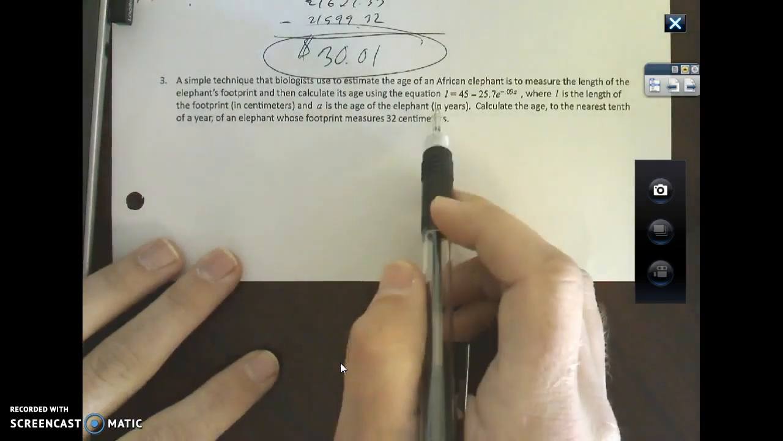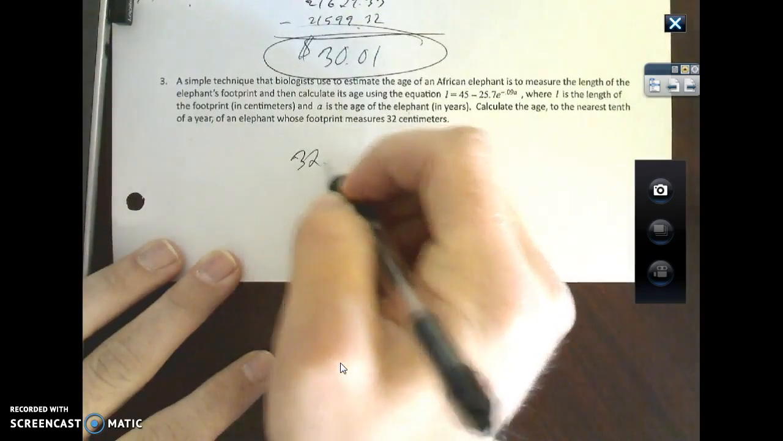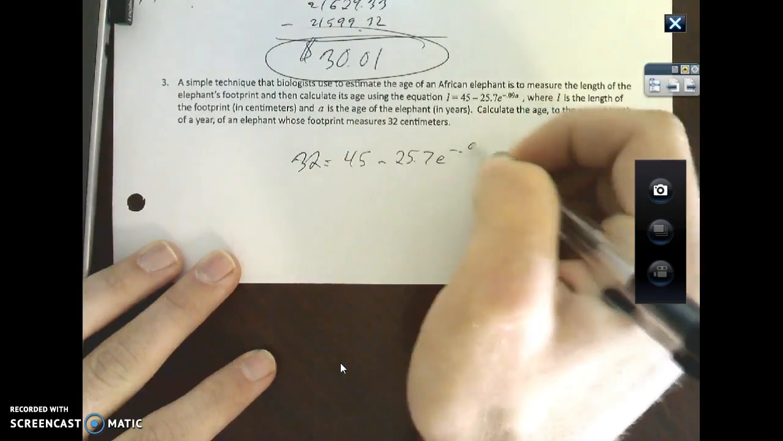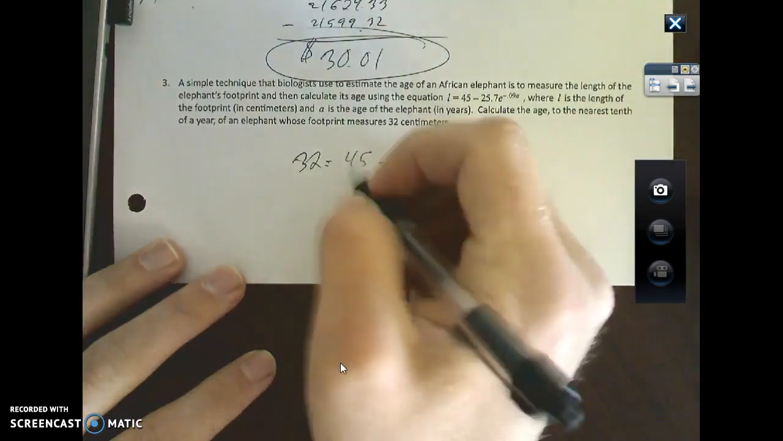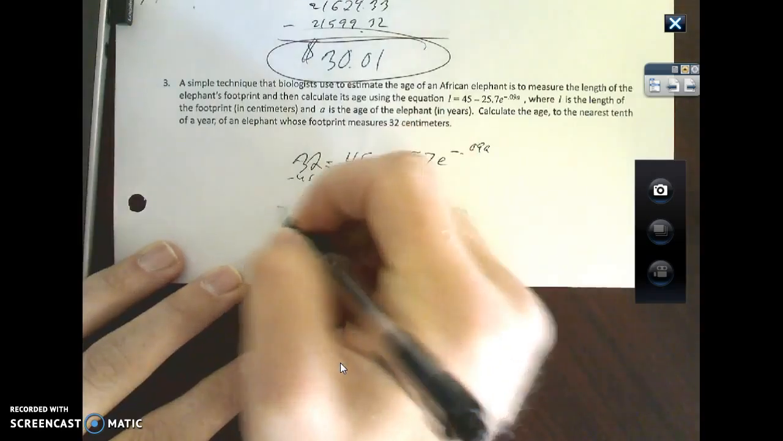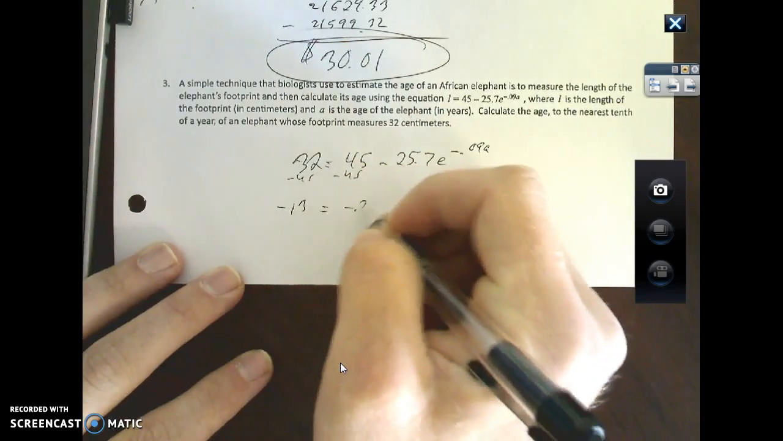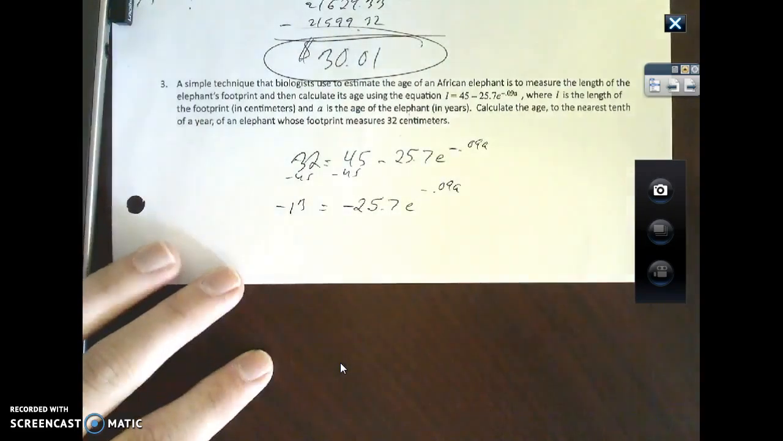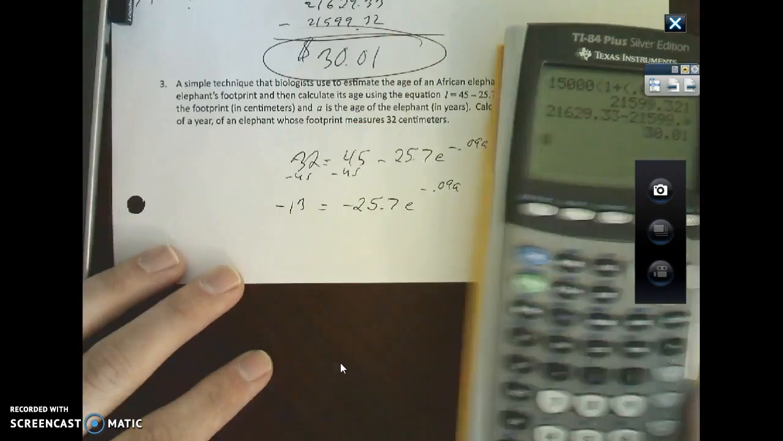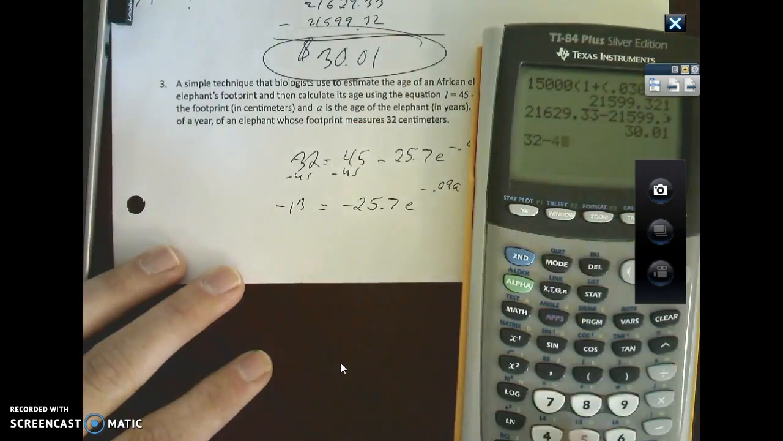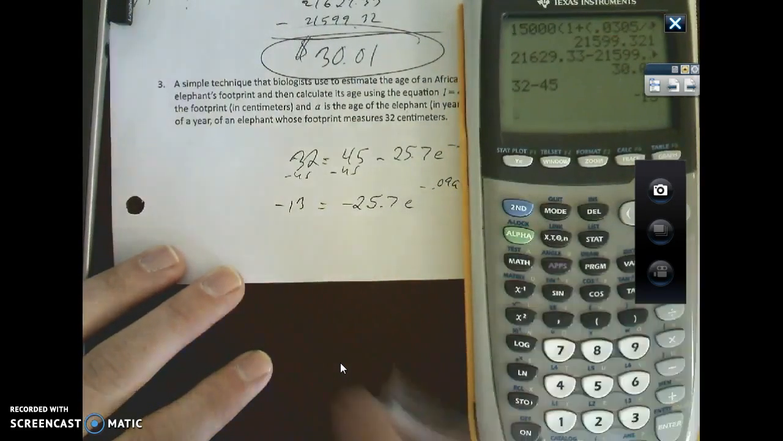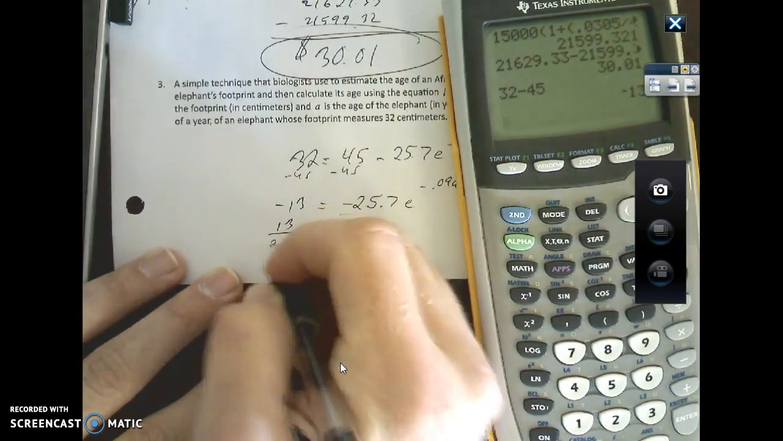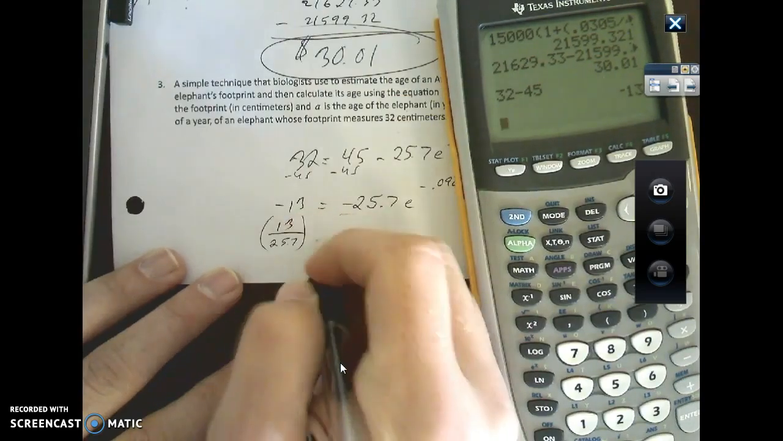I'm plugging this in for L. Okay, I can subtract 45 from both sides. Negative 13 equals negative 25.7 e to negative 0.09 a. I have to divide both sides. Let me just double check this real quick because I've been known to make mistakes in the past. All right, good. I can divide both sides by negative 25.7, and I get 13 divided by 25.7. I'm going to leave that there for a second.